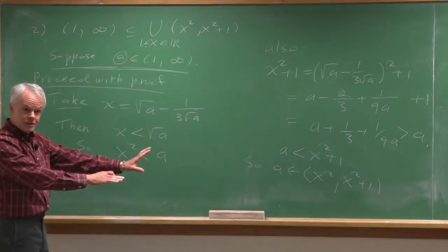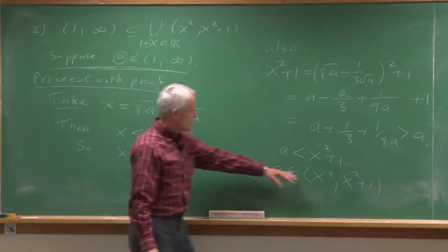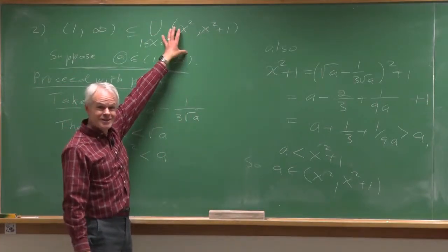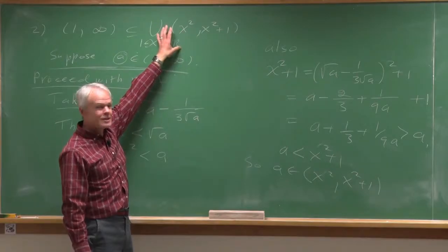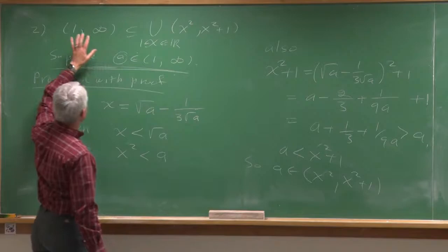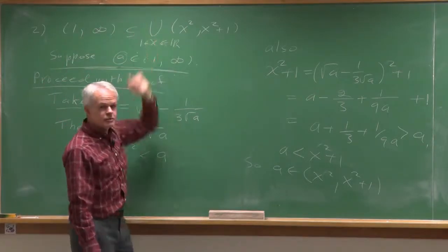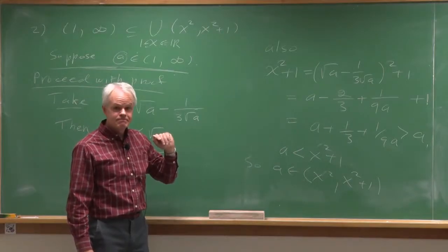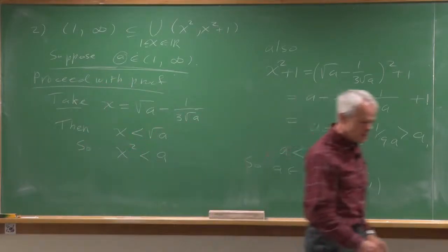So there exists an x with a in that interval, which means that a is in the union. That's exactly what it means. There exists one of these that a is in, so a is in it. So we've shown that every element in here is in there. That's our other inclusion to show that the sets are equal. All right, good. You get the idea of how to do scratch work.